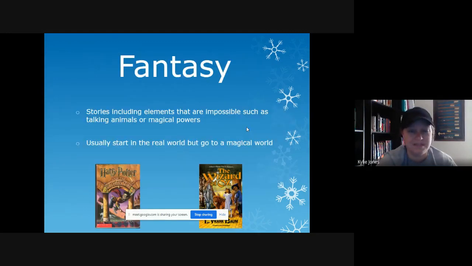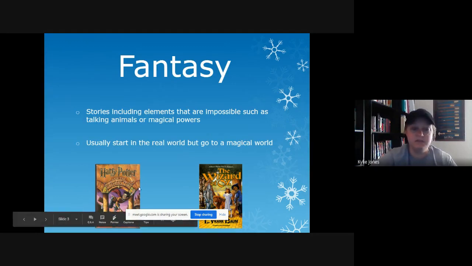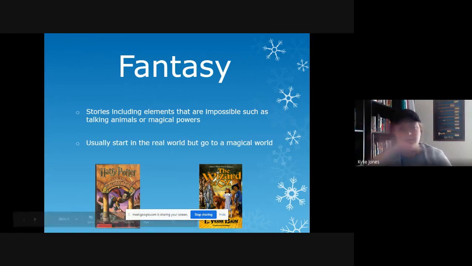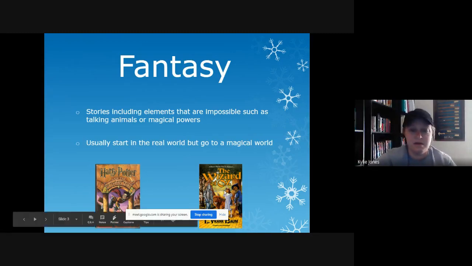So the first one is fantasy. Fantasy are stories including elements that are impossible, such as talking animals or magical powers. They usually start in the real world but go to a magical world. Some key examples here are Harry Potter, definitely a fantasy one. Then we have The Wizard of Oz, which starts in the real world, and then Dorothy goes through that hurricane and ends up in Oz. Another good example would be The Magic Tree House, where the two kids get to travel all kinds of places. That doesn't really happen in real life, so it's fantasy.